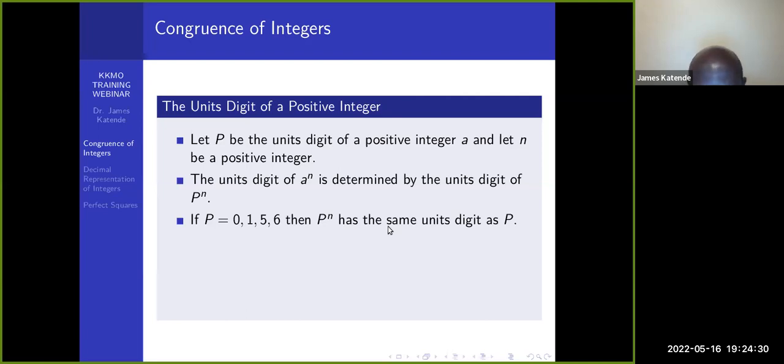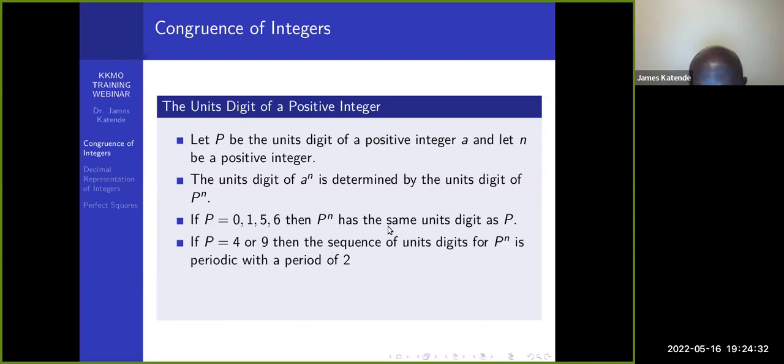Again, I will skip the details. I just need that to make sense. So here we have considered the case where the units digit is either 0, 1, 5, or 6. So if the units digit is 4 or 9, then the sequence of the units digits for p raised to n will be periodic with a period of 2.